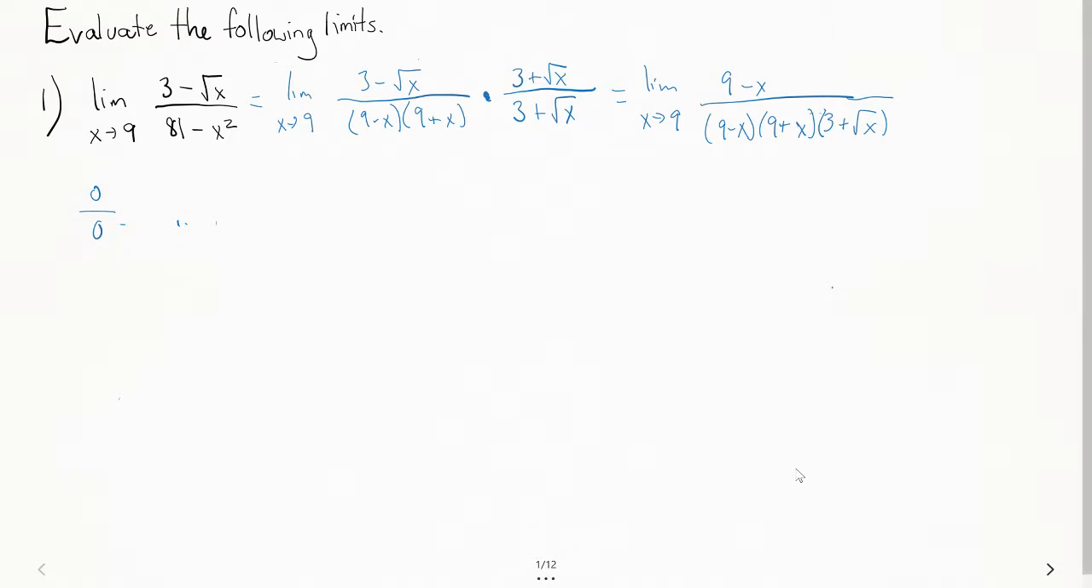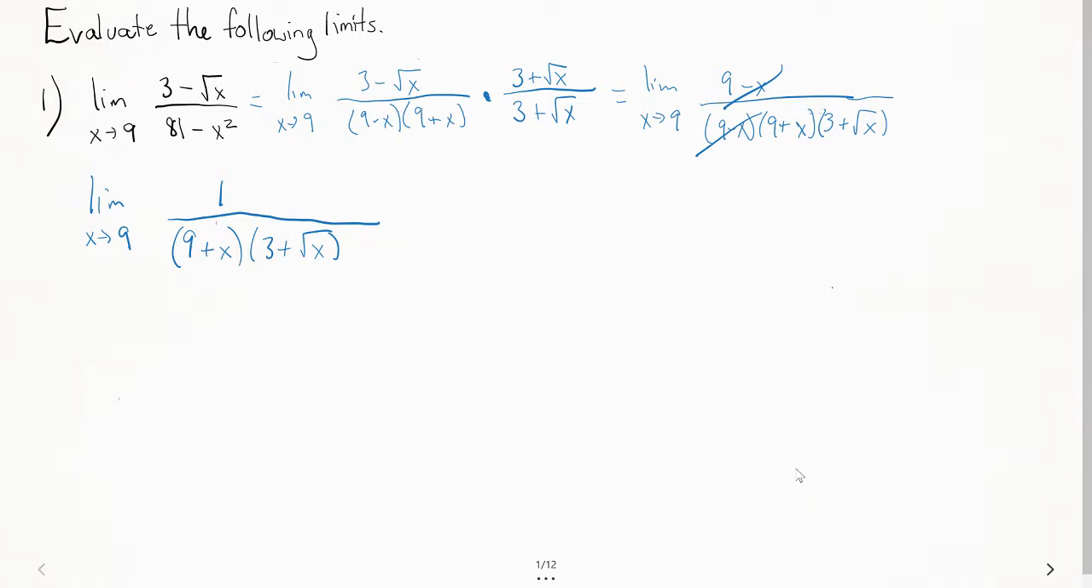Well, actually no. Here's where we can simplify some more, since 0 over 0 is an indeterminate form. We've got to work with the limit a little bit more. So we go limit as x approaches 9. But what happens? Well, we can take those 9 minus x's and they cancel. What's going to happen in the graph is you're going to have a hole when x equals 9 because of how that works. So what we have left up top is just 1. And then what we have down below is 9 plus x times 3 plus square root of x.